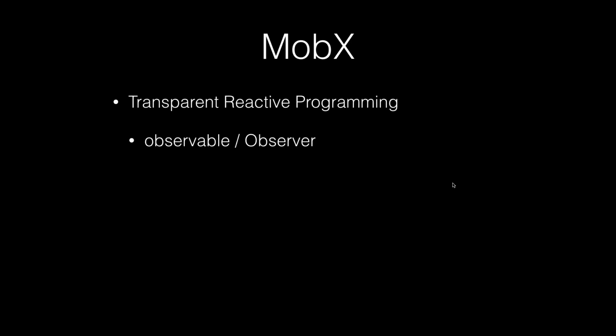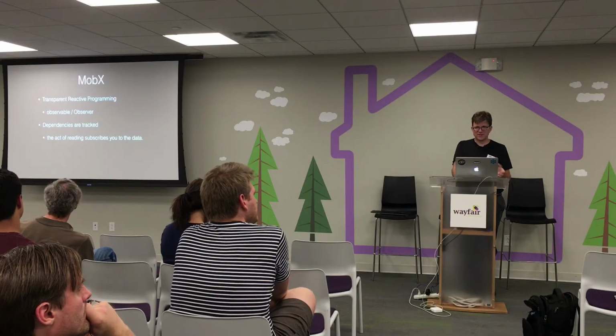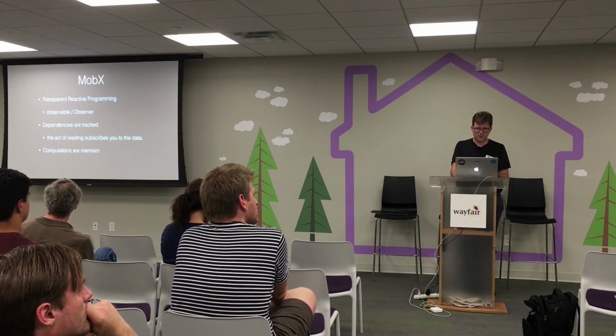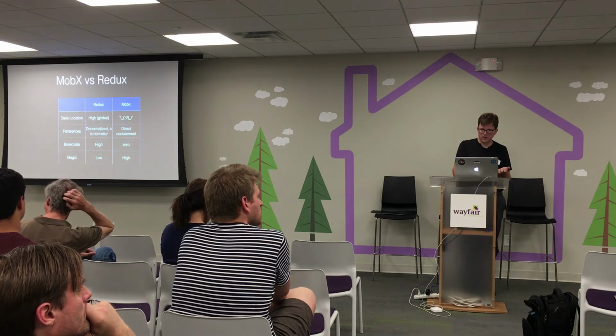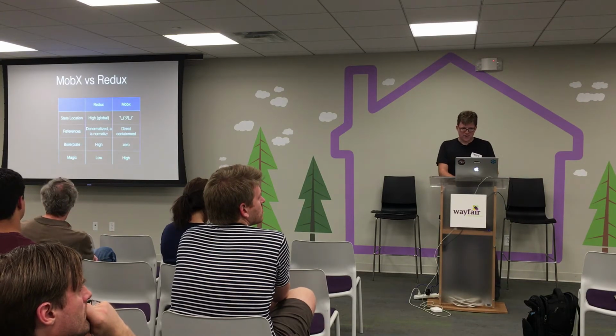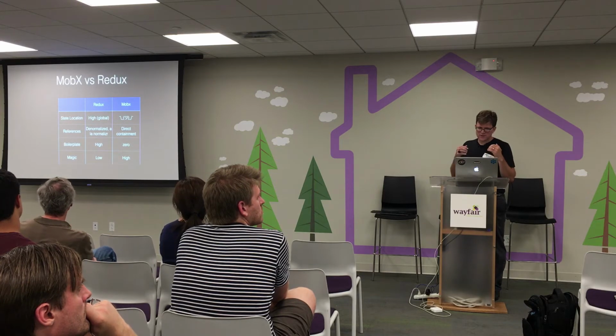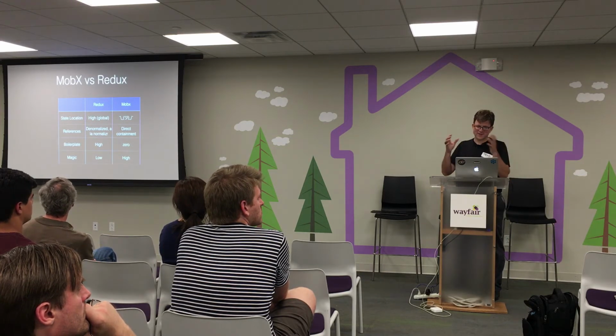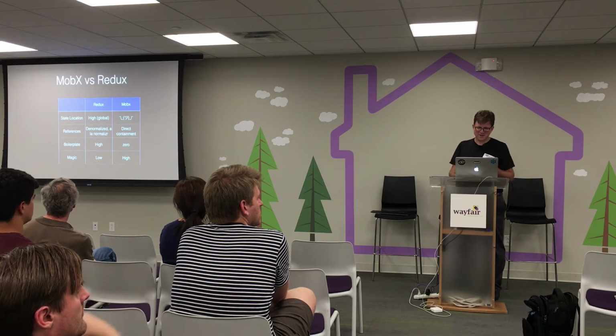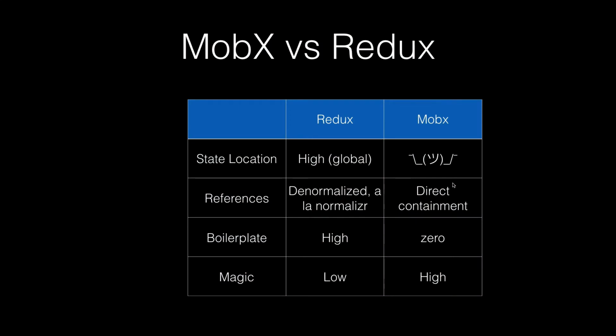So MobX gives you transparent reactive programming, observable observer. It tracks your dependencies, and the act of reading it subscribes you to it. And it memoizes the results. So if we compare Redux and MobX, Redux is more or less a global. You put all your eggs in one basket and you guard access to it very tightly. MobX really doesn't care how you get access to your data, just somehow it's a variable that you can read.